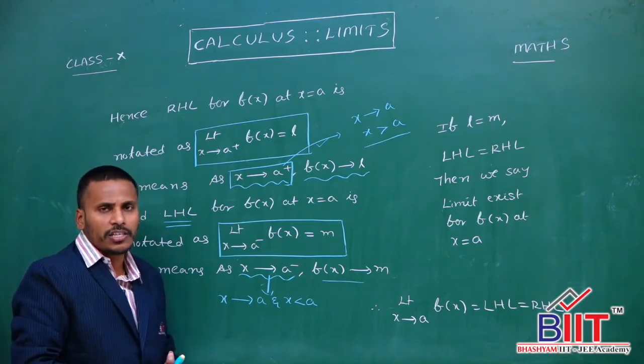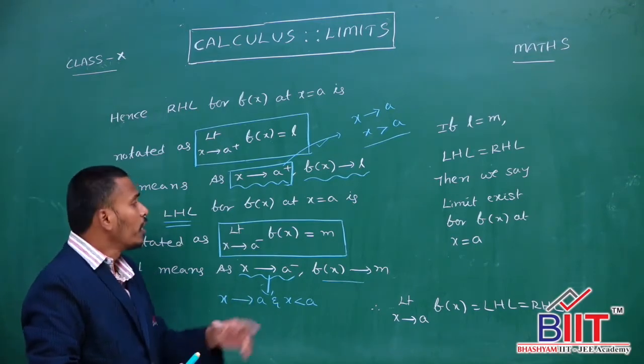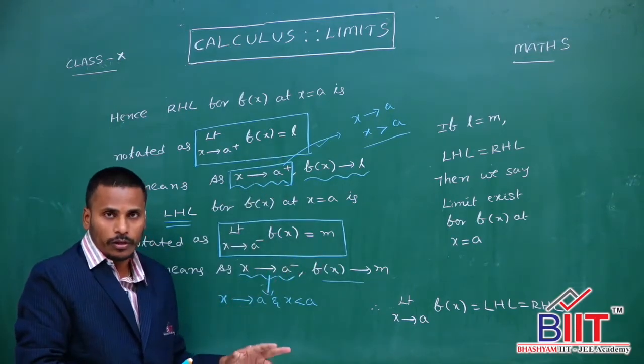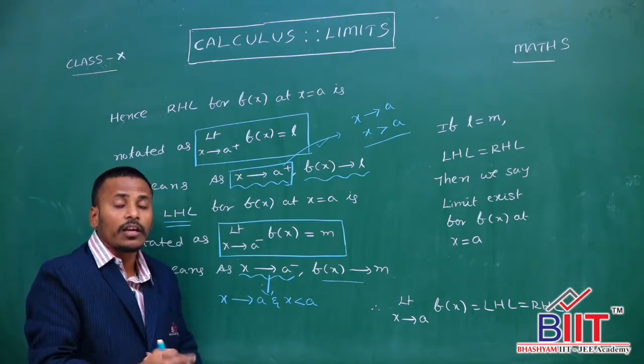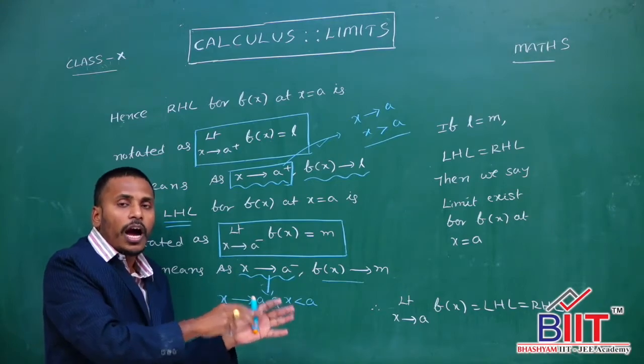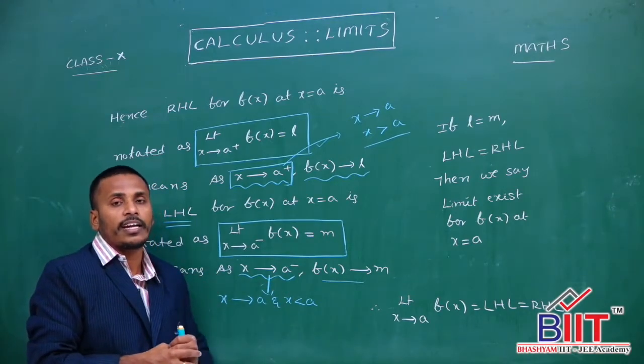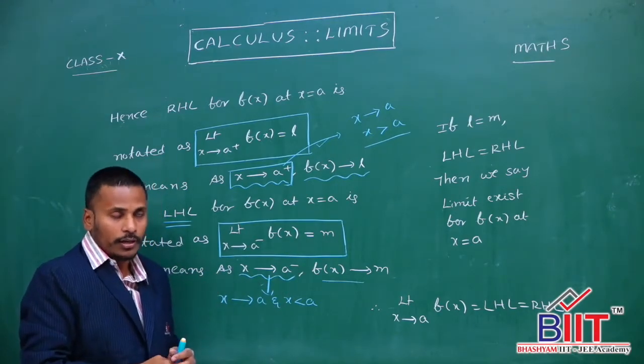So, for some functions, as we discussed for x square, these two, L and m, are equal, and for some functions they are not equal. We are going to discuss for which functions they are equal and for which functions the left hand limit and right hand limit are not equal in the next point, right.